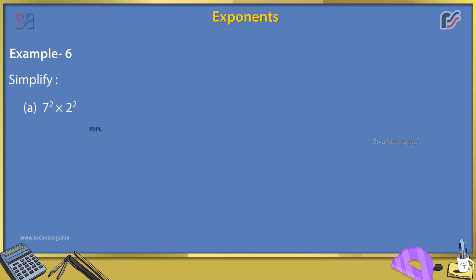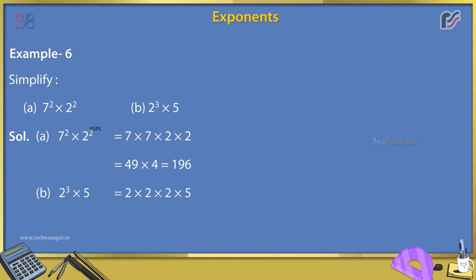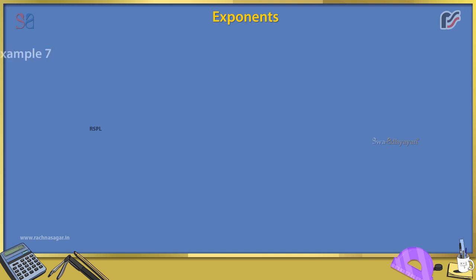Example 6. Simplify. A. 7^2 × 2^2. B. 2^3 × 5. Solution. A. 7^2 × 2^2 is equal to 7 × 7 × 2 × 2, which is equal to 49 × 4, which is equal to 196. B. 2^3 × 5 is equal to 2 × 2 × 2 × 5, which is equal to 8 × 5, which is equal to 40.